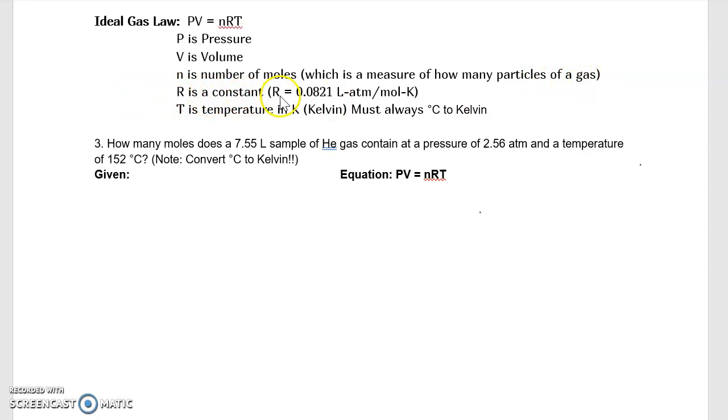R is always the same thing. It has different numbers, but in this case it's going to be 0.0821, and the units will be liter atmosphere divided by mole Kelvin. And T is the temperature in Kelvin, and you must always convert degrees Celsius to Kelvin.